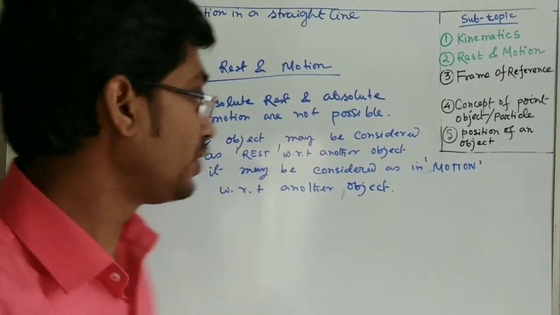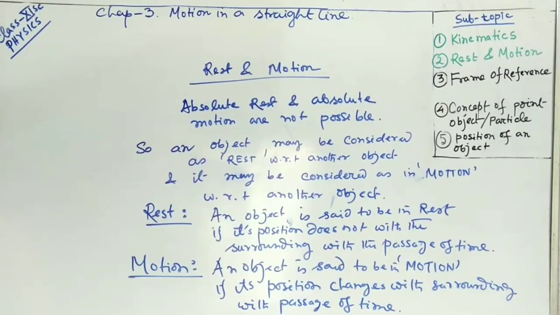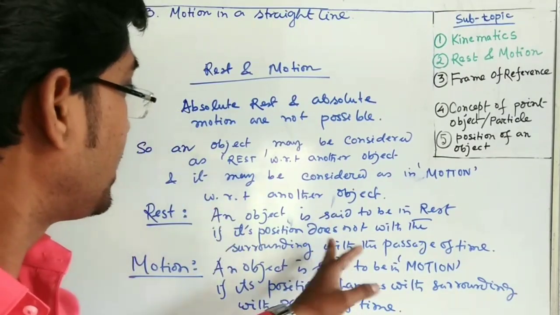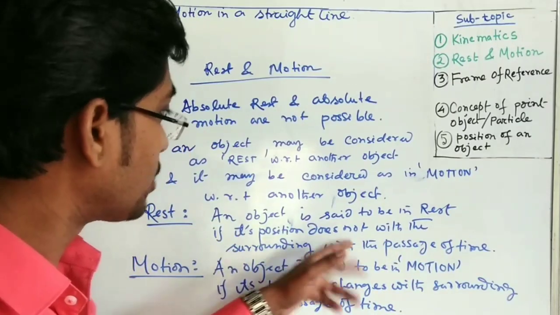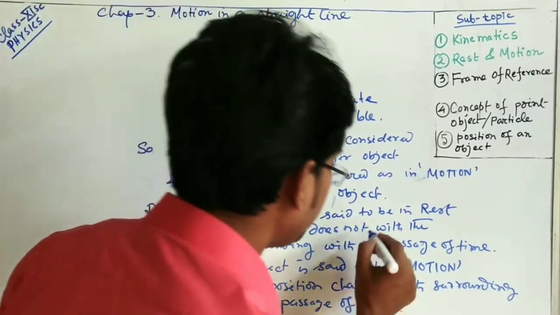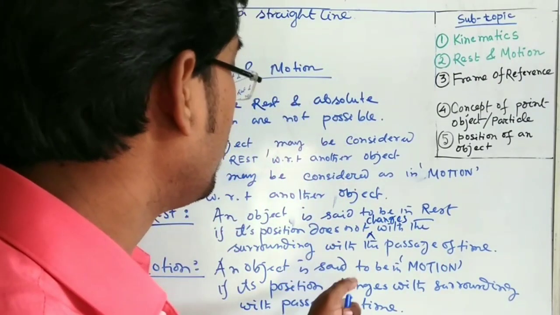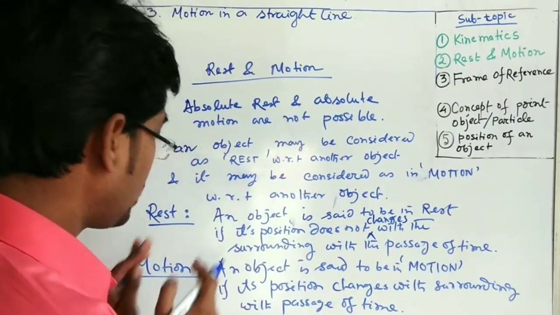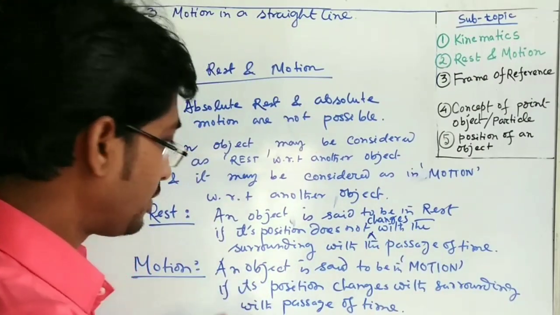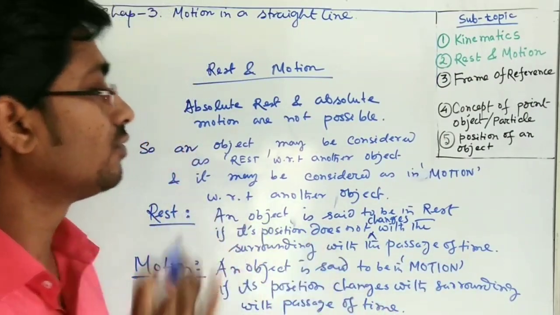Then what is the definition of rest? An object is said to be at rest if its position does not change with the surroundings with the passage of time. And what is motion? An object is said to be in motion if its position changes with the surroundings with the passage of time.